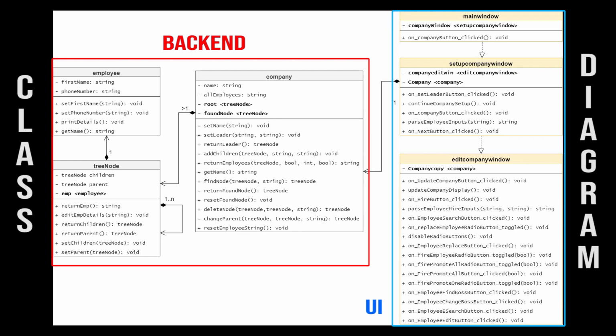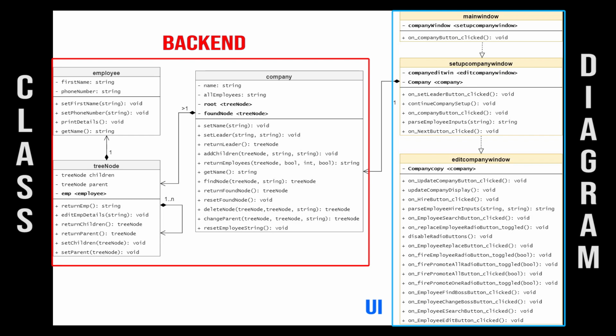So I don't actually have an instance in main window. Inside setup company window, I have my methods to set the leader and set the employees that report to the leader. If you noticed also in my short video, when I press next here, it opened the third window. That is the edit company window. And what I do is I copy my company object from the setup company window class to the edit company window class, and it's passed in the constructor.